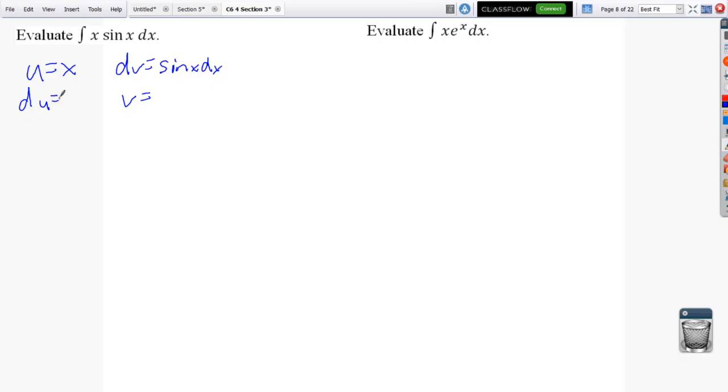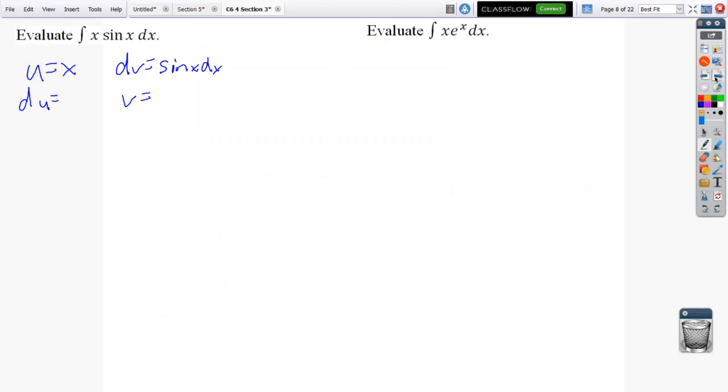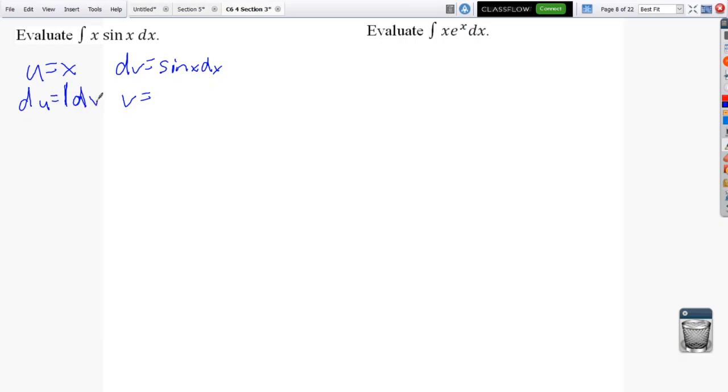Now the reason why we need du and v, look back at the formula. We have uv and v du over here. So far, all we know is what u is. To find du, take the derivative of u and tack on dx. To find out what our v is.